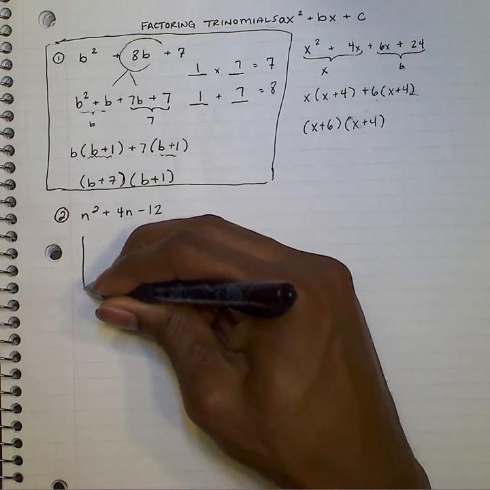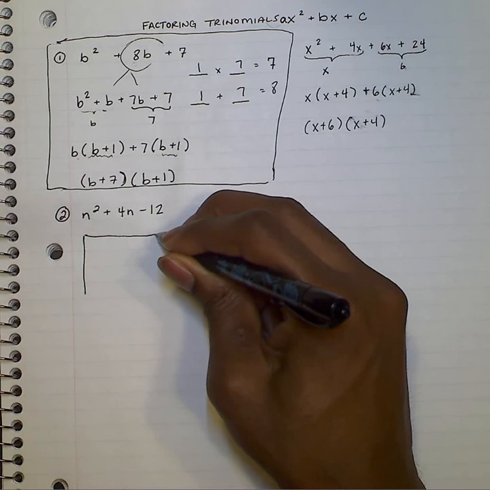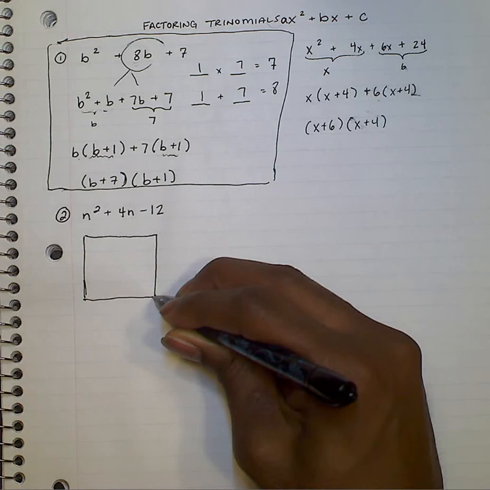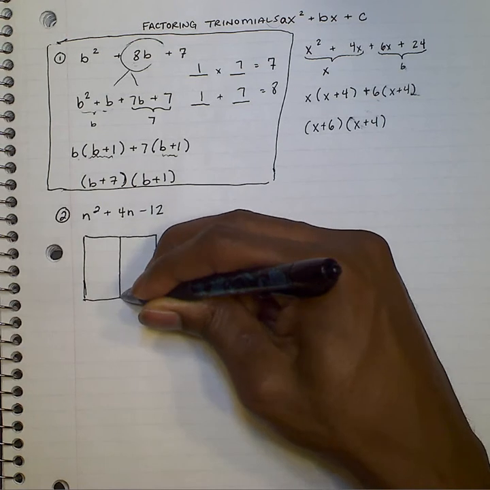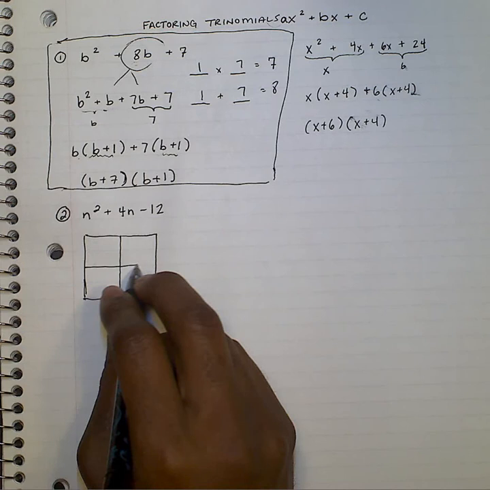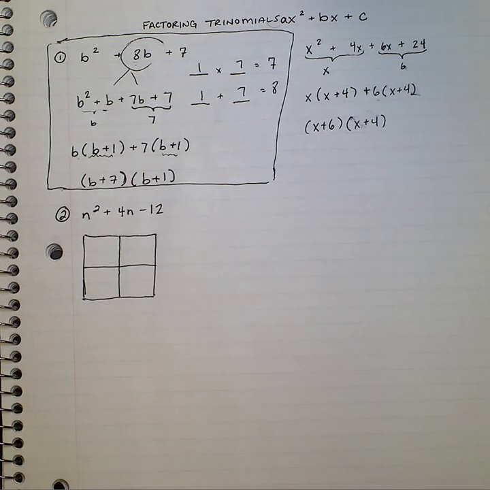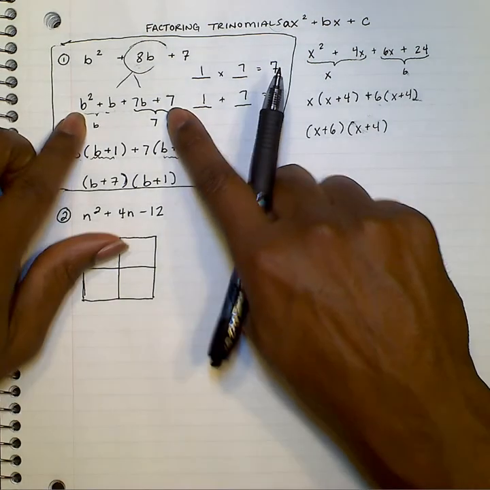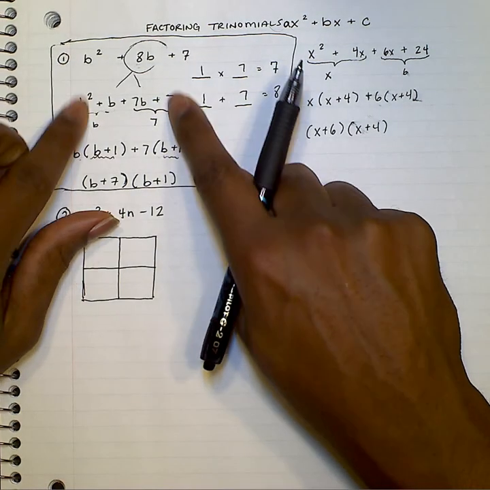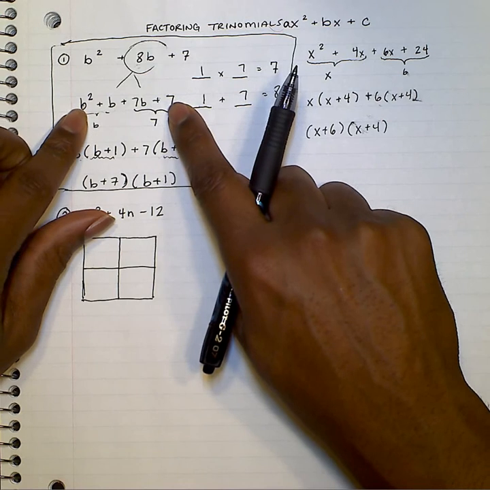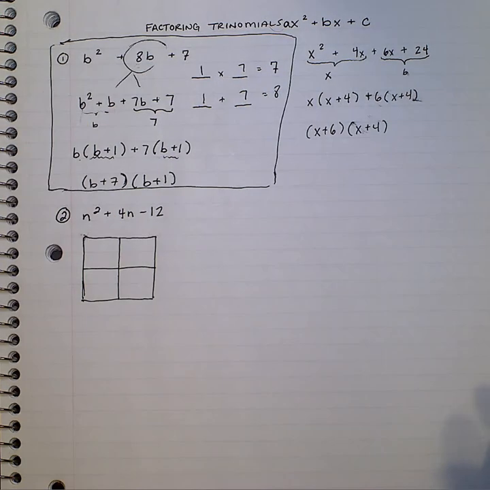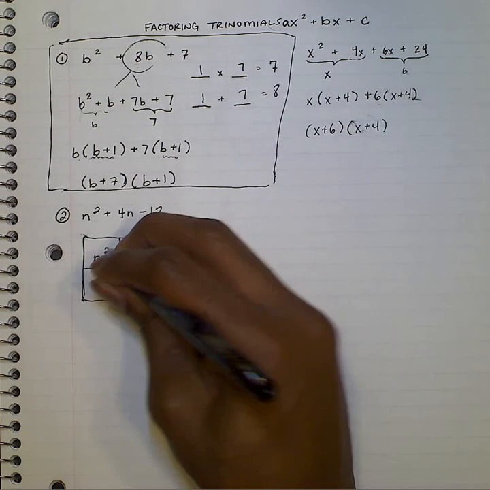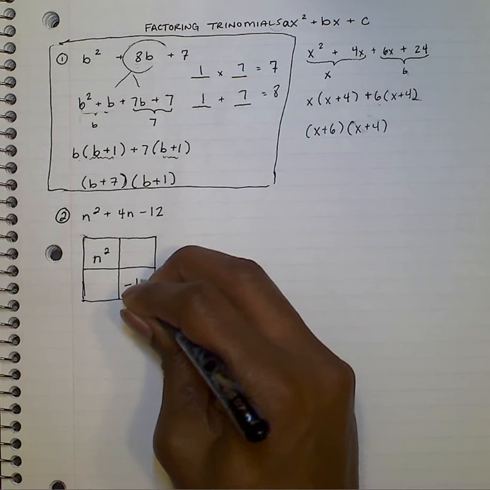So I'm going to draw this box. Before, we were doing the box method to multiply, as I take a really long time to draw a simple box. But this time we're going to use the box method to factor. Notice that when we did factor by grouping, the first term and the last term stayed the same. B squared and 7 still stayed B squared and 7 when we started grouping. That's the same thing that's going to happen when we're factoring using the box method. The first term is going to be n squared. The last term is going to be negative 12. They'll stay the same.